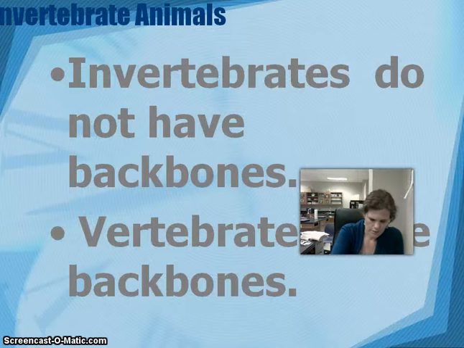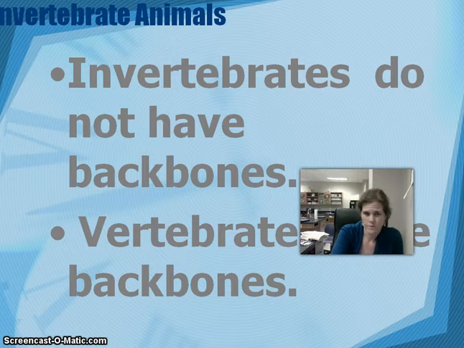Okay, so with this next section, what you're going to do, invertebrates do not have backbones. So think about in your mind all of the animals that you know of that do not have backbones. Okay, vertebrates have backbones, and so we're vertebrates and we have backbones. So for this section, you have 6 organisms, 6 animals. You're going to go through and put a V for the ones that are vertebrates and an I for the ones that are not vertebrates. They're invertebrates that do not have a backbone. Okay, so pause me while you do that.